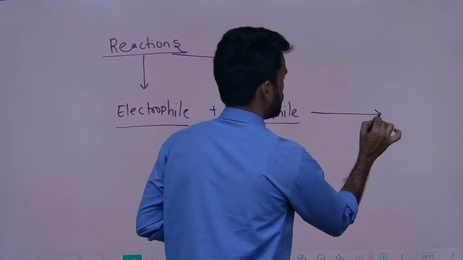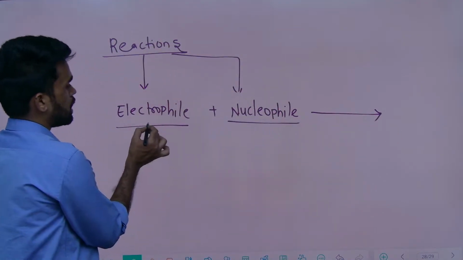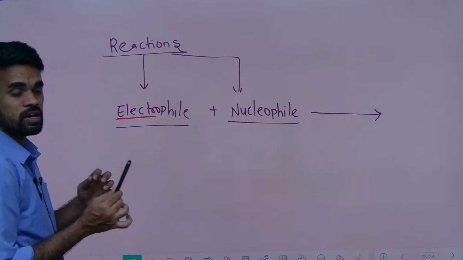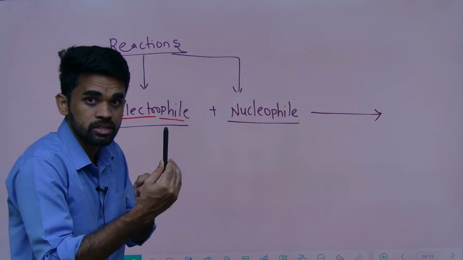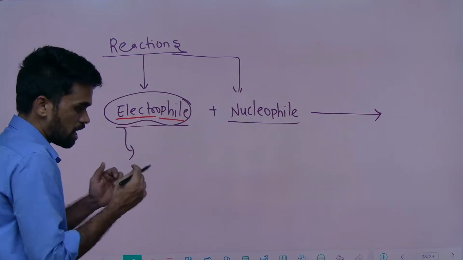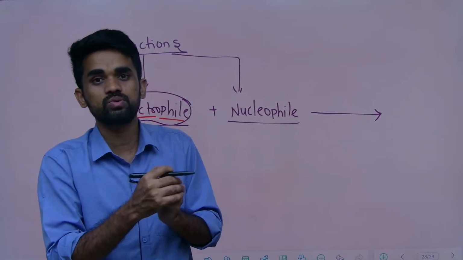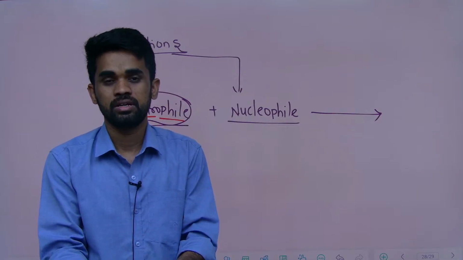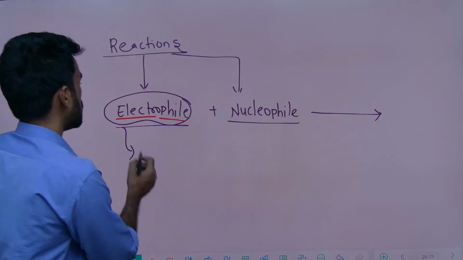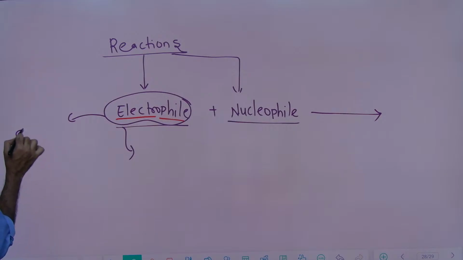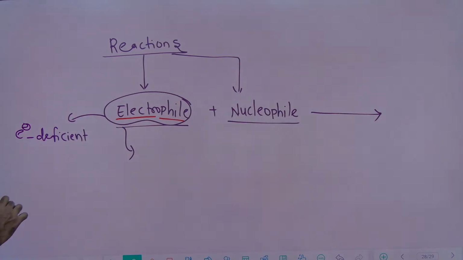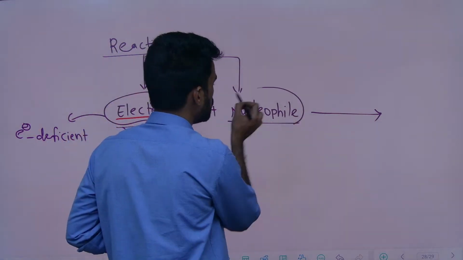Now what happens during the reaction? About electrophiles, the word you need to understand: electro means electron, phile means love, attraction towards electrons. So electrophiles have attraction towards electrons. Why? Because they do not have electrons. They are low in electrons, so they are looking for electrons to attract. So I can say electrophiles are electron deficient species.